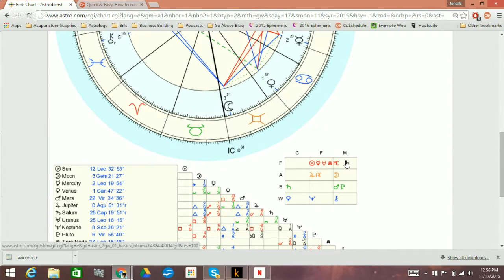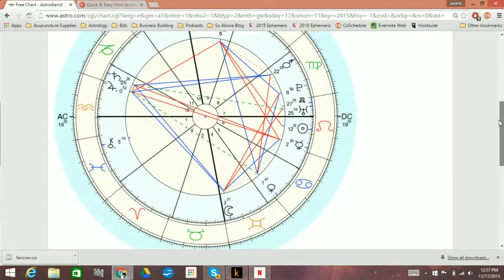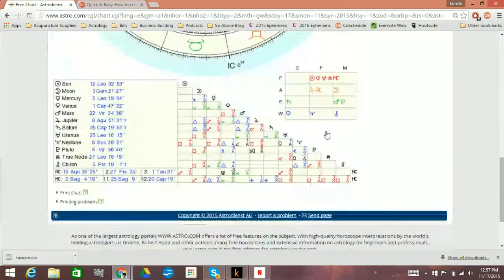But once he has made up his mind to change, he will do so and probably stick with it. And then cardinal, you know, talks about how he starts things off. What else do we need to know? Oh, another thing that we need to know are the aspects.